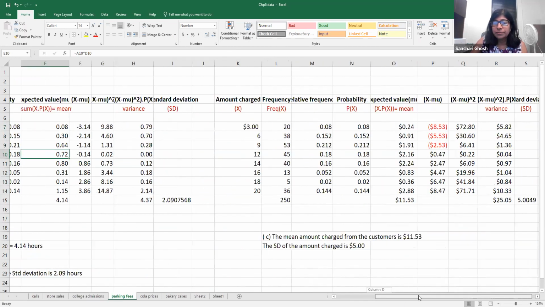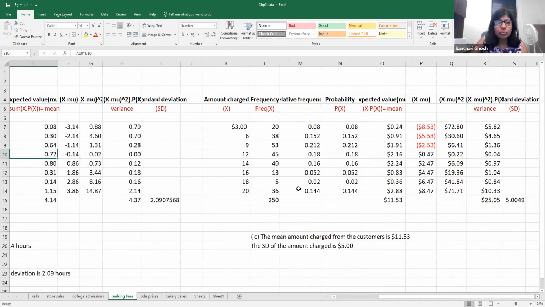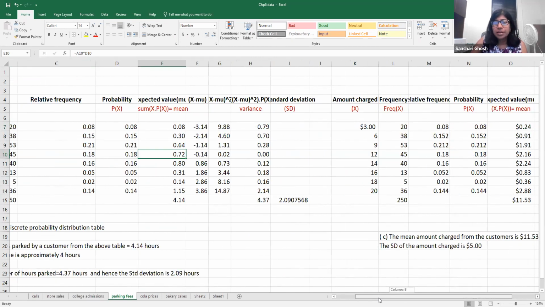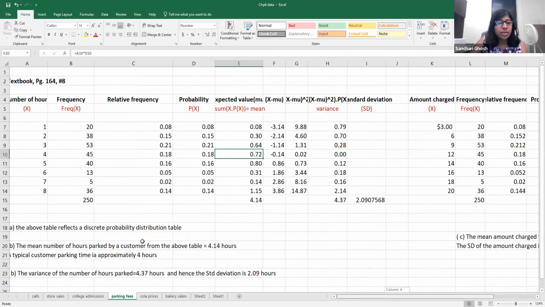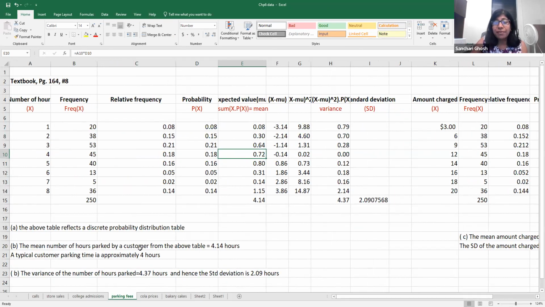And then there's another amount charged from the customers for parking. It's the same logic. This problem is like how many hours on average are people parking; the typical customer parking time is approximately 4 hours. See, I took off the 4.14. I'm just saying approximately around 4 hours. And the variance of the hours parked is 4.37. Standard deviation is found like from here.